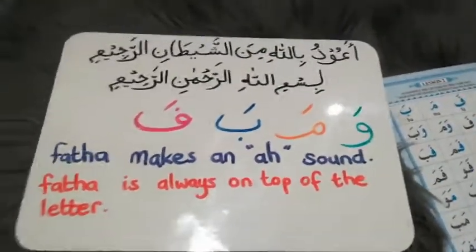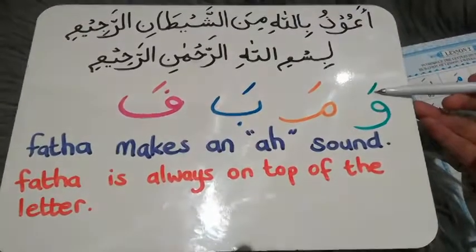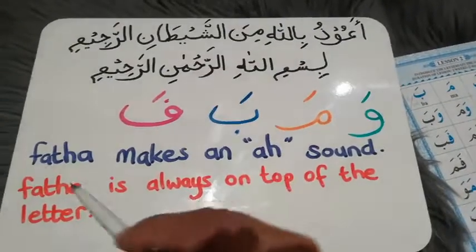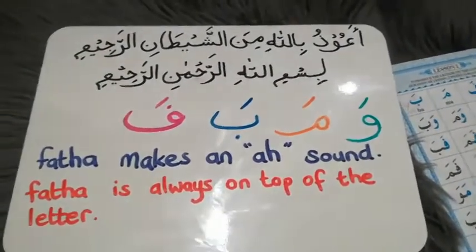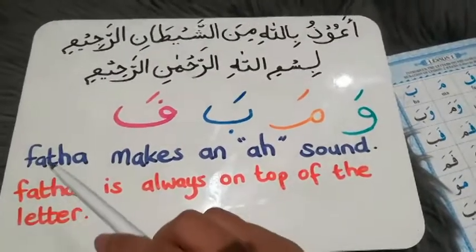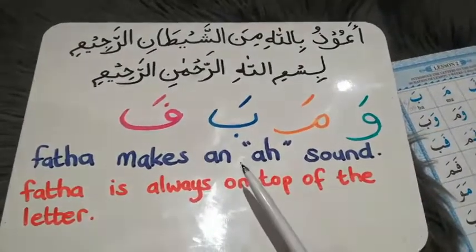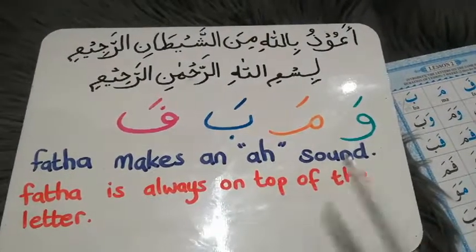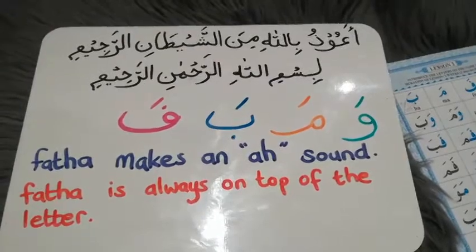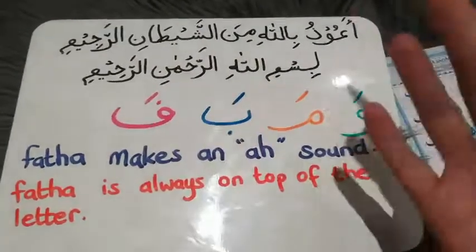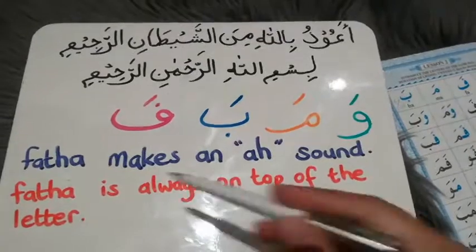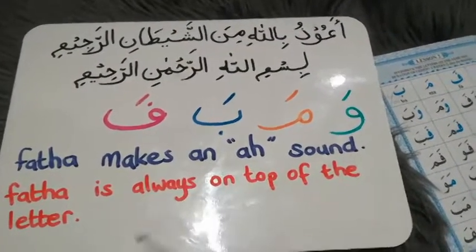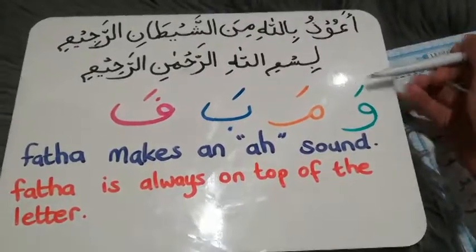Okay. Now if you look at each of them, they have a line on the top. Can you remember what we call the line that is placed on the top? We call it a fatha. What do we call it? A fatha. What sound does fatha make? Fatha makes an "a" sound. Where does a fatha belong? Fatha is always on top of the letter. So if you look at the letter, on top of the letter.